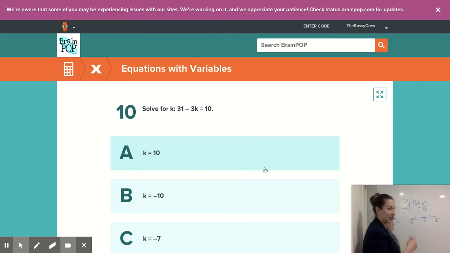Now we're going to rewrite. Negative 3k equals negative 21. And we're going to divide. Divide by negative 3 on this side, which leaves you with k, and negative 3 on this side. Negative divided by negative is going to give us a positive. And the quick fact, 21 divided by 3 is going to give you 7. So k equals 7.